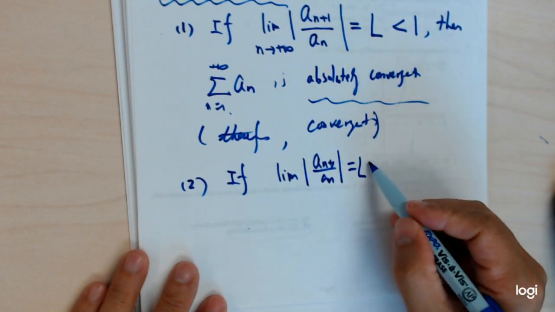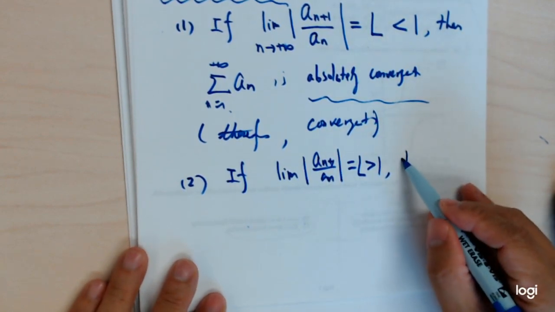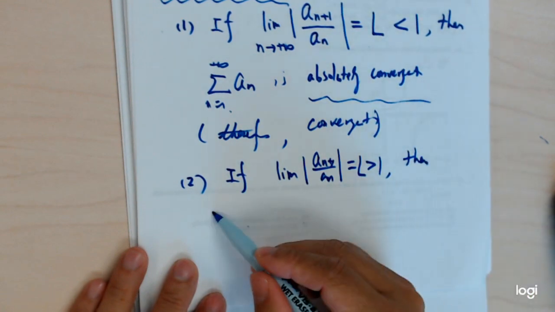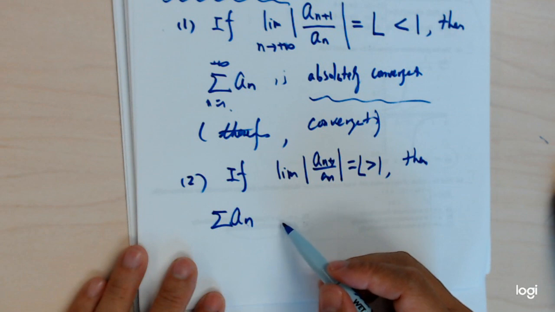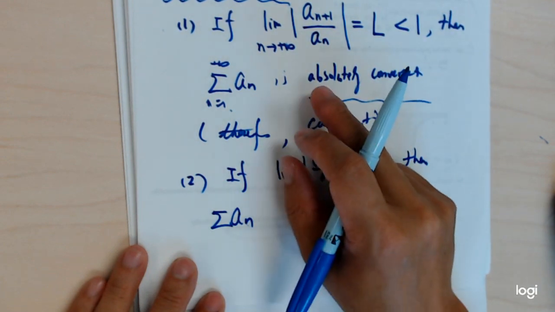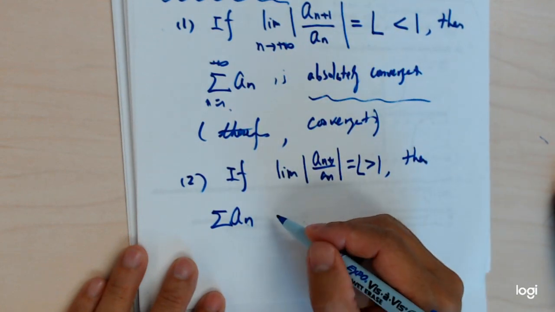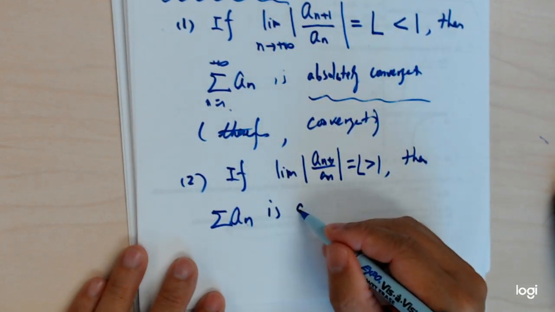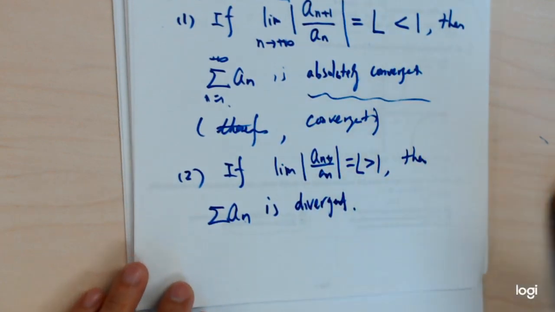If this is some constant that's bigger than 1, then for the series sigma a sub n, the conclusion is not that it is not absolutely convergent. The conclusion is actually that this series turns out to be divergent.